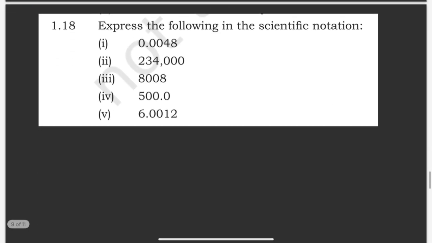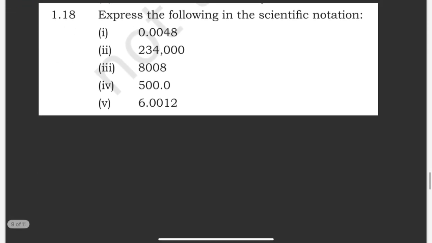Now we will solve the exercise question which is given in your NCERT textbook. Express the following in the scientific notation. We have to represent this in the scientific notation. First one: 0.0048. Shift this decimal 1, 2, 3. So 4.8 into 10 to the power of 3. Which side have I moved the decimal? Towards the right. If it is towards the right, it will be negative sign. So it will be minus 3.